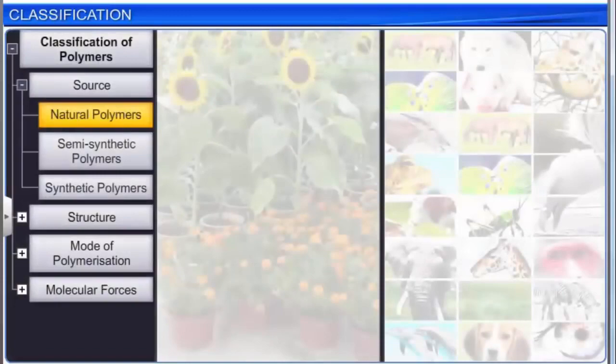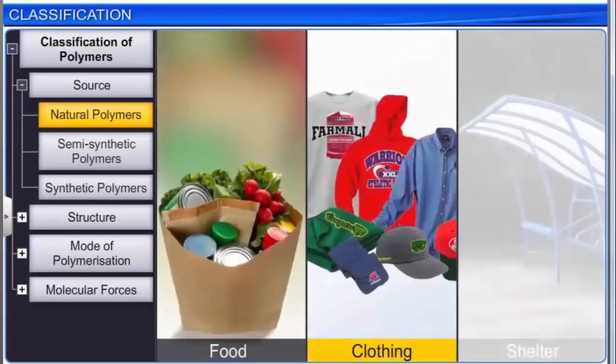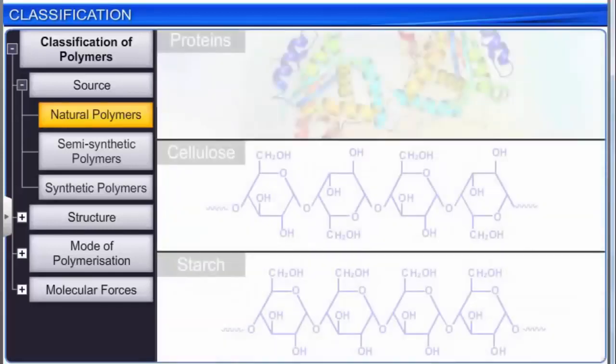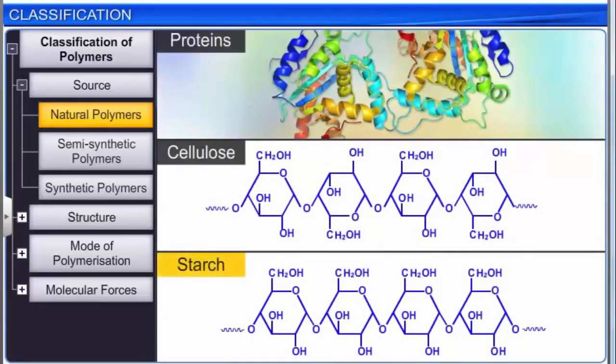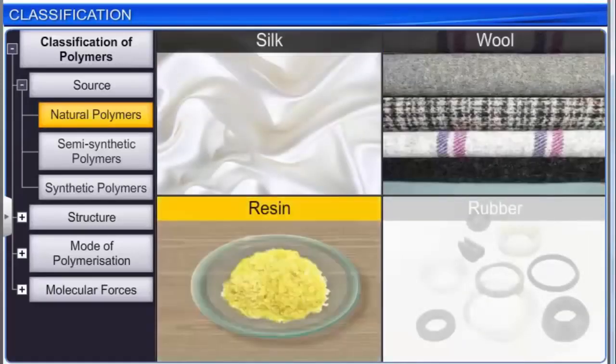Natural polymers are found in plants and animals. They provide much of our food, clothing, and shelter. Examples are proteins, cellulose, starch, silk, wool, resin, and rubber.